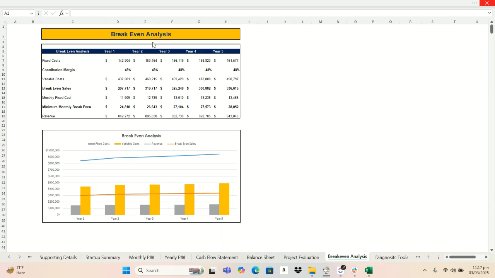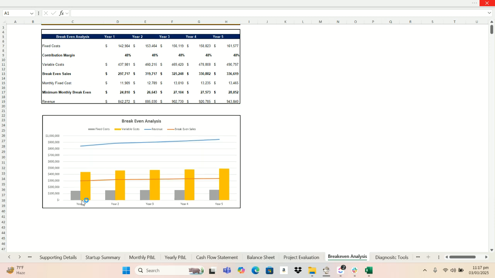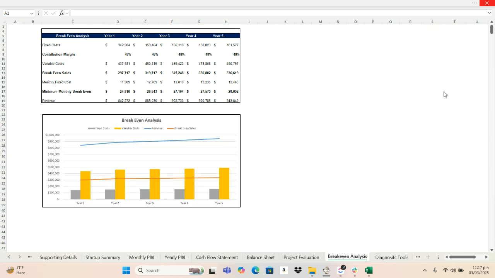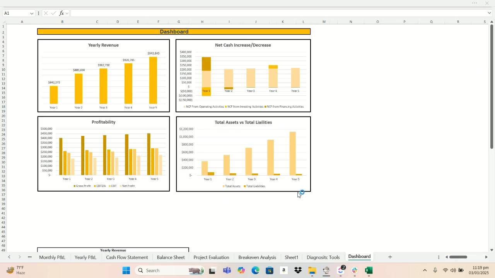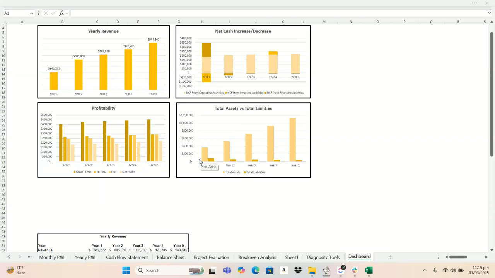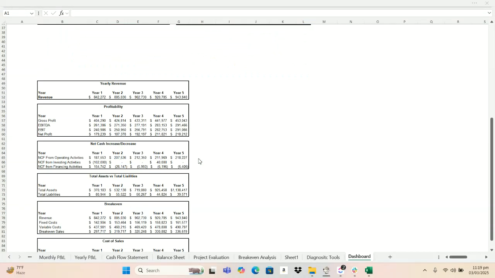Next up we have our break-even analysis calculated on 5 years. You can see a chart for a better understanding. Last but not the least, here's a dashboard. You can see all the tables: yearly revenue, net cash increase or decrease, profitability, total assets versus total liability.